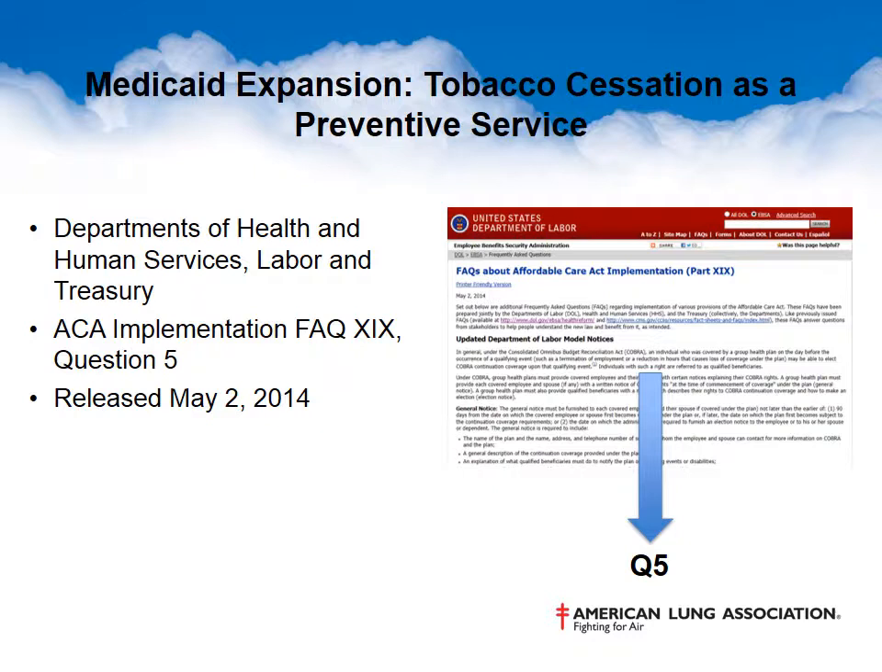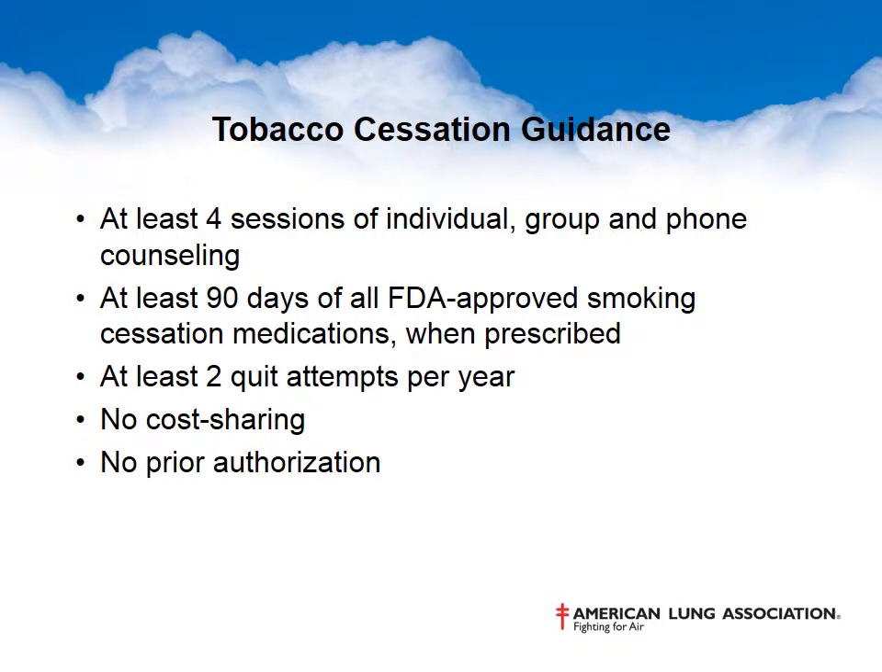Just know if you go to look for the actual FAQ and you get to the page, you have to scroll down to question 5. Otherwise, you're going to think you're in the wrong place because it's talking about something not related to tobacco cessation. So scroll down to question 5 and you'll see the relevant text there. So what did the guidance from HHS and the other agencies say? So the guidance basically lays out what plans should be covering for tobacco cessation as a preventive service as part of that essential health benefit Medicaid expansion requirement.